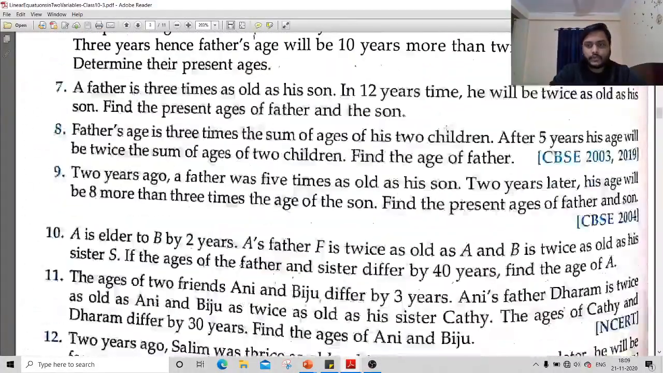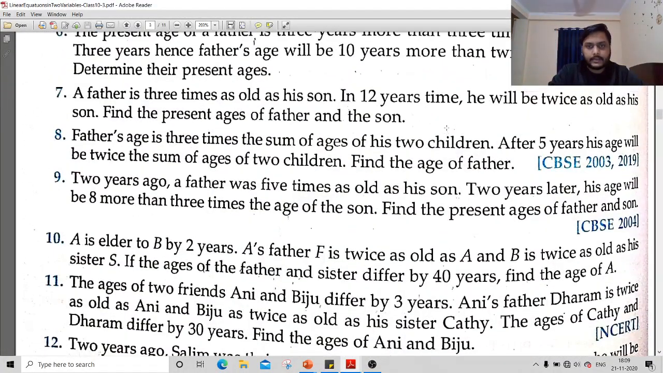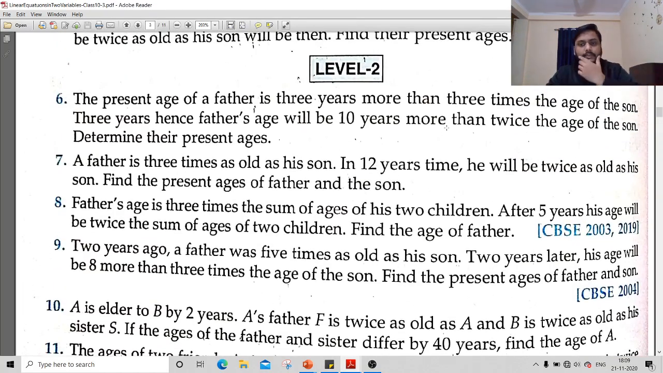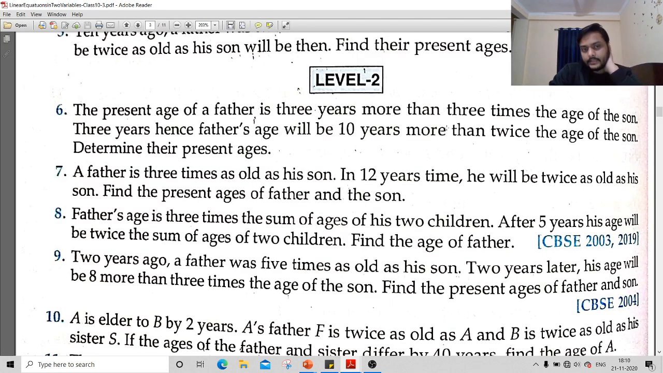So if you focus over here on this question, guys, that appeared in 2003 as well as 2019. Here the question is saying that father's age is 3 times the sum of ages of his 2 children. After 5 years, his age will be twice the sum of ages of 2 children. Find the age of father.